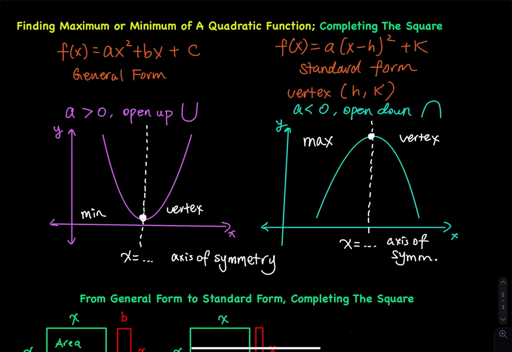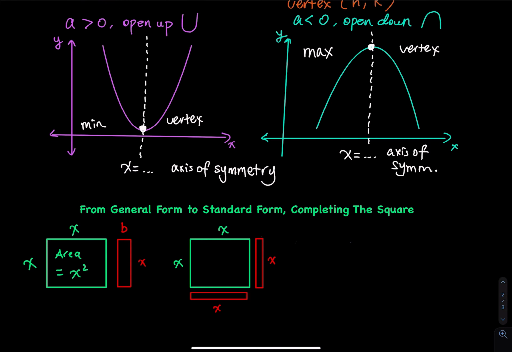Take a look on your right hand side, standard form: we have a times (x minus h) squared plus k. That is called standard form. In this standard form, I can tell where the vertex is. The x coordinate is h, the y coordinate is k. But how do you go from general form to standard form? The answer is you have to complete the square. All right, so let's talk about completing the square. From general form to standard form, you have to complete the square.